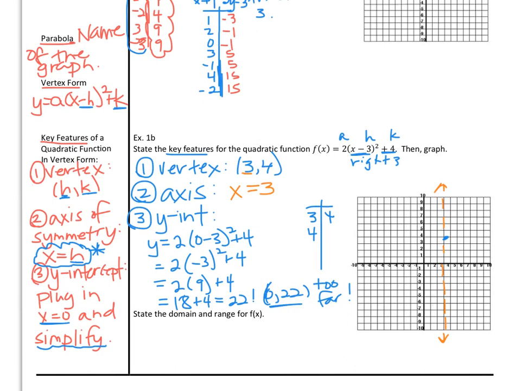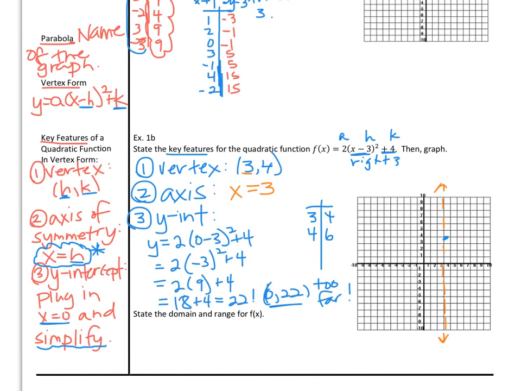Plugging in 4 for x, we would have x minus 3, so 4 minus 3. 4 minus 3 is 1. We square that, 1 squared stays 1. Multiply that by the 2 out in front, we'd get 2. And then if we add 4, we'd get 6. So (4, 6) should be a point on the graph.